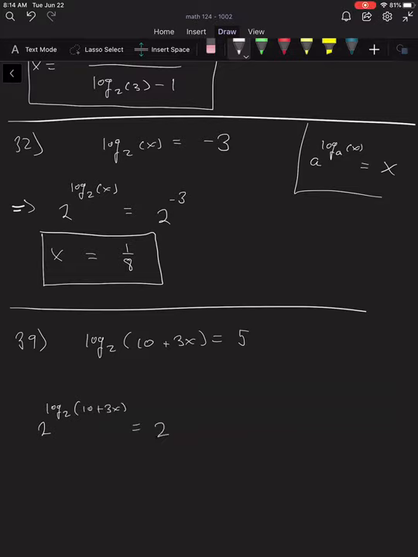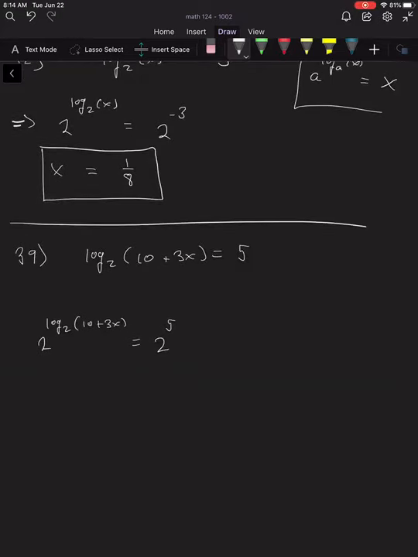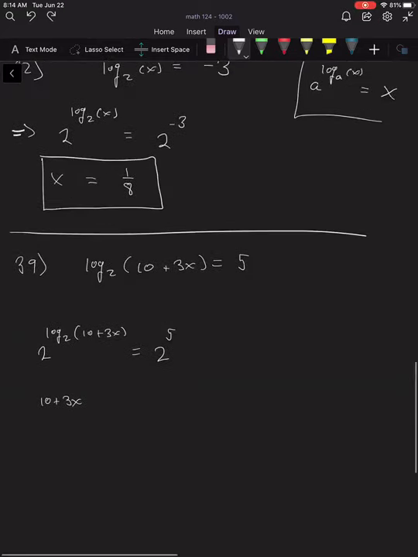And then we're going to take 2 to the right-hand side. So the left-hand side just simplifies to the inside of the log. So 2 to the log base 2, they just cancel each other out. And the left-hand side just becomes 10 plus 3x. Again, that's using this property up here. And 2 to the 5 is 32.